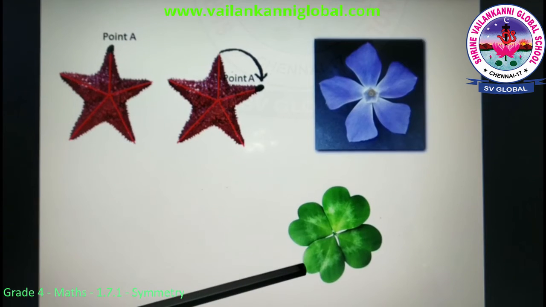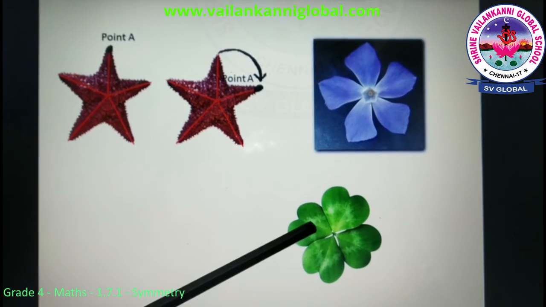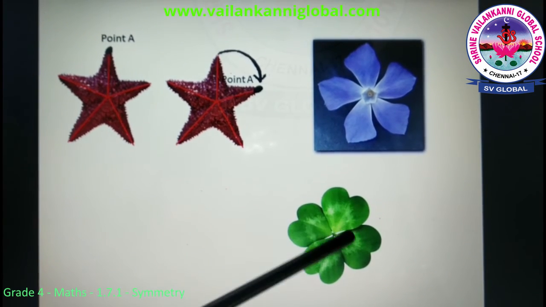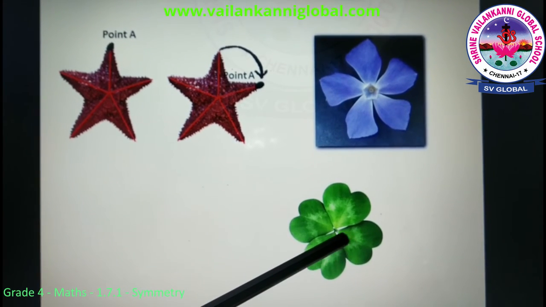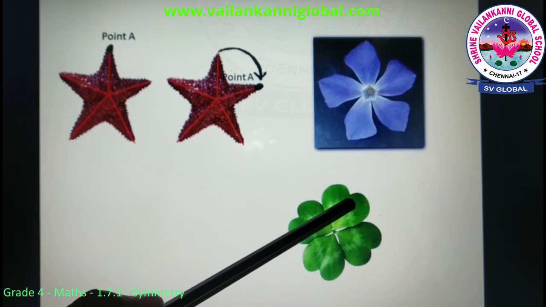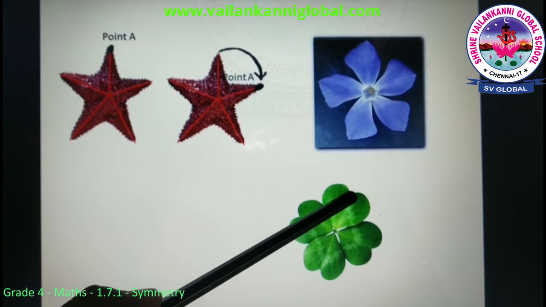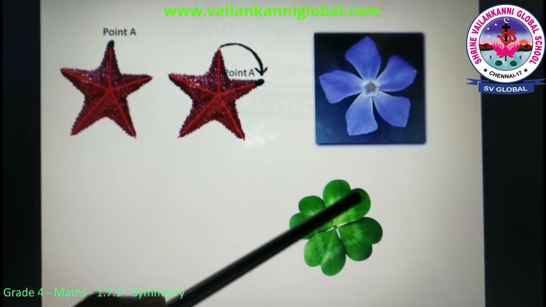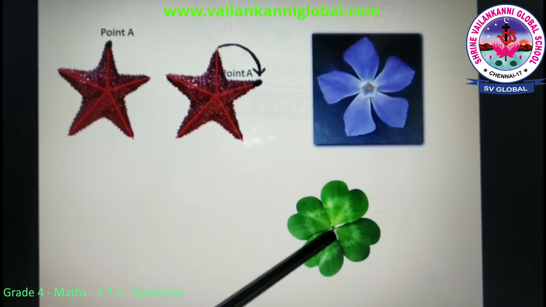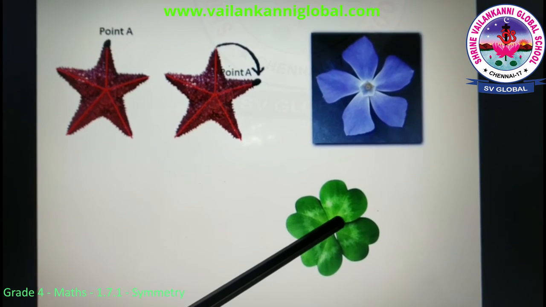Let us consider this leaf. Here there are four leaves: 1, 2, 3, 4. This is one kind of leaf. Just consider this as the starting point. It turns around the full circle. So totally the order of rotational symmetry is 4 for these leaves.